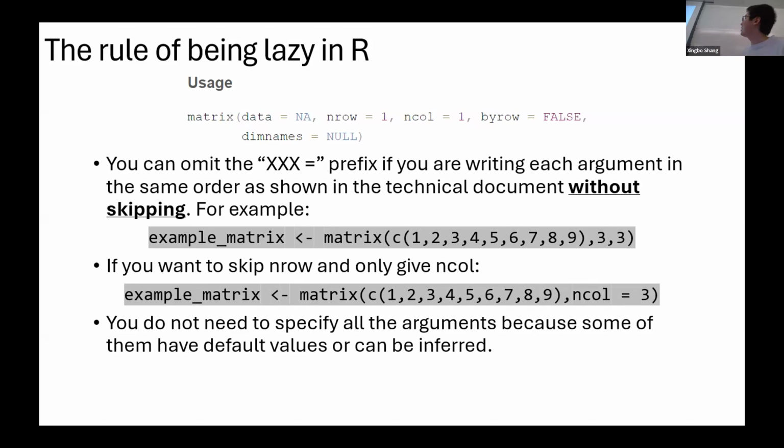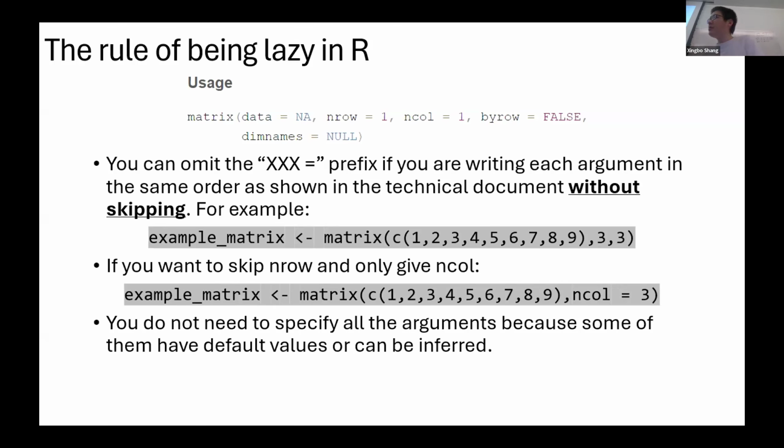Of course, if you omit, say, the last one, and all the ones in front of it are in order without skipping, then you also don't need to specify names. It's only when you skip an argument in the middle of the order that, for the remaining ones, you need to give the argument name.